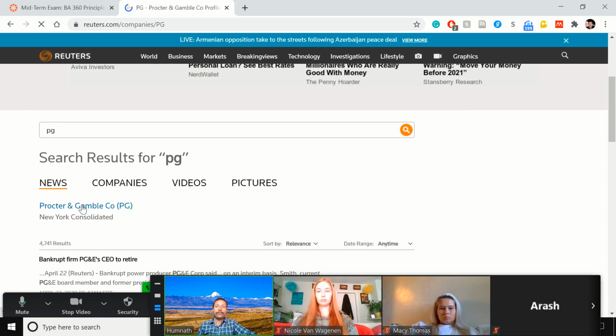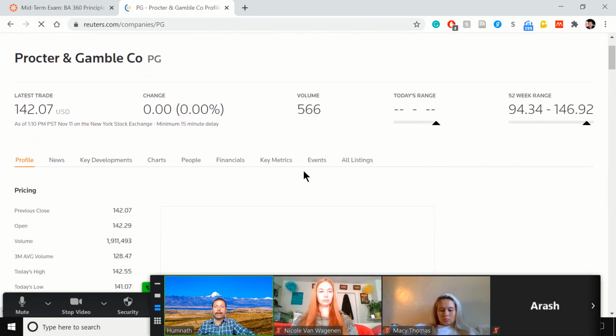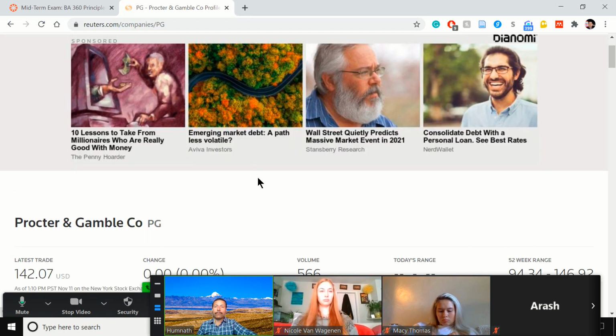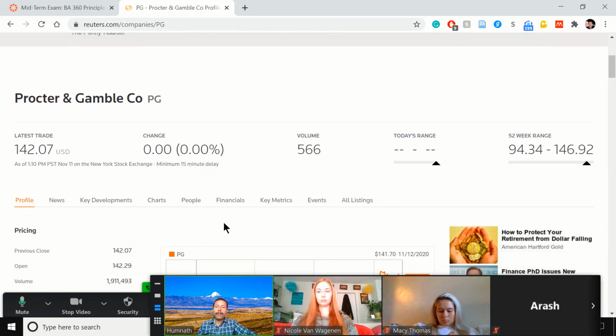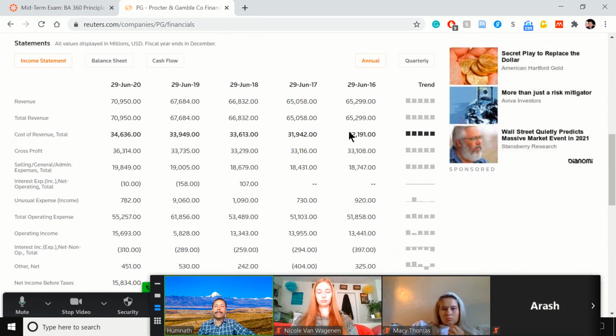and once you click on this link, you're going to go to this page, and it has so much information. But I want to go to the financial tab right here. Did you see financial? So you just click on that, and now it's going to bring you three different types of financial statements.